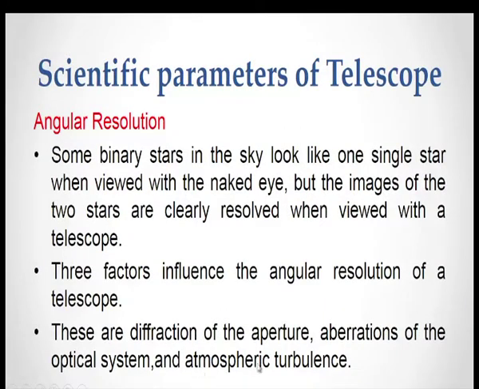Then atmospheric turbulence. It's very common if you observe any celestial objects from Earth, because we can't predict the atmosphere of our Earth. It will not be stable. Minute by minute it will keep on varying. So atmospheric turbulence largely affects the angular resolution of a telescope.